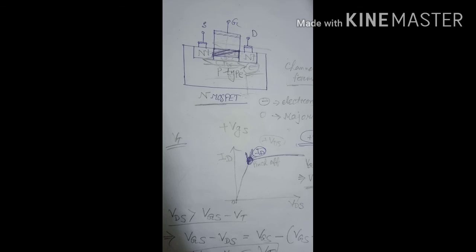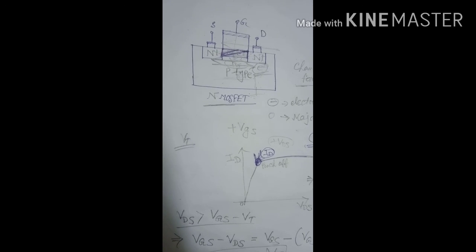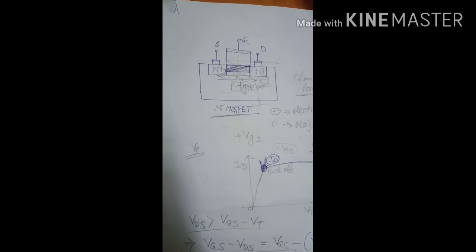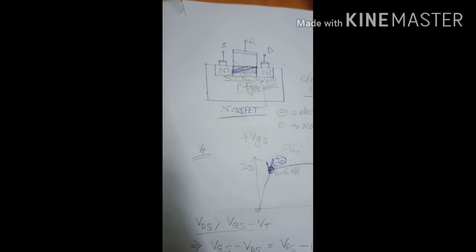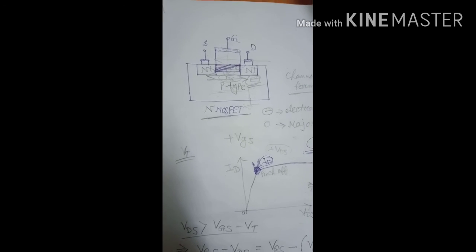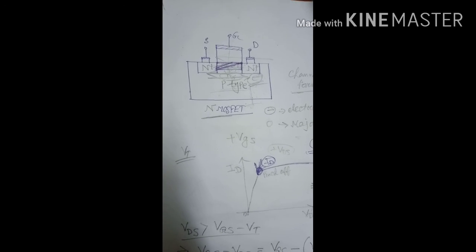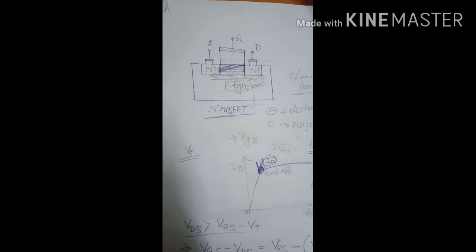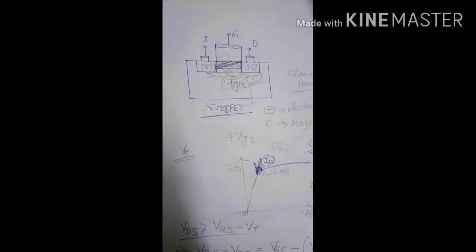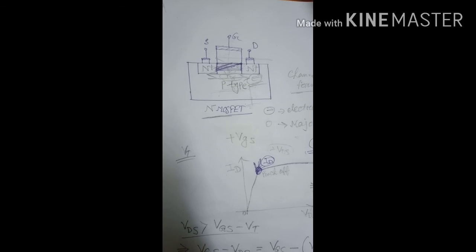In my next video, I will discuss about PMOS, P-type MOSFET, metal oxide semiconductor field effect transistor. Then we will discuss the basic difference between NMOS and PMOS. So you know that NMOS is faster than PMOS. Why is it? I will discuss it in my next video.